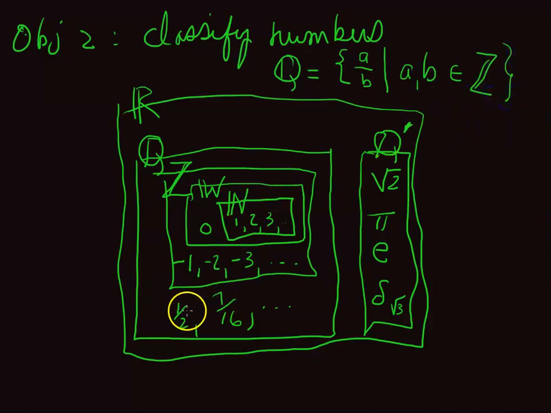So, 1 and 2 are integers. 1 over 2 is a rational number. 7 over 16, integers. Even the number 1, which is really 1 over 1, is this quotient of integers here.